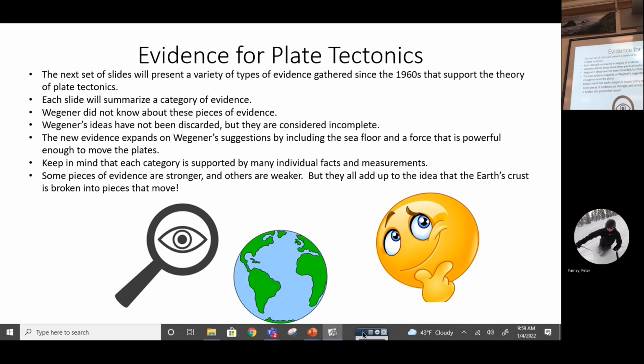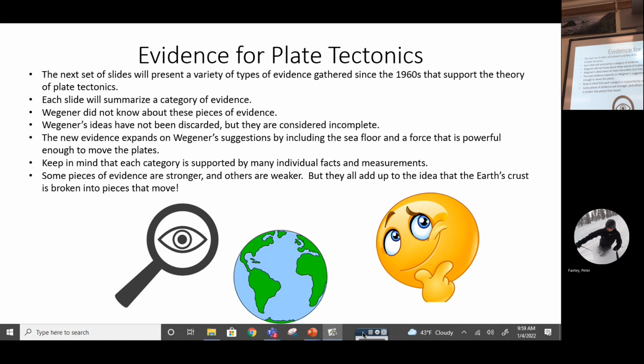I don't think you have to write anything from this slide, by the way. This new evidence expands on Wegener's ideas by including the sea floor, and it also includes a force that's powerful enough to move the plates. Keep in mind, each category of evidence is supported by many individual facts.